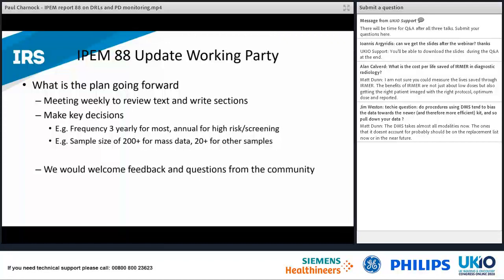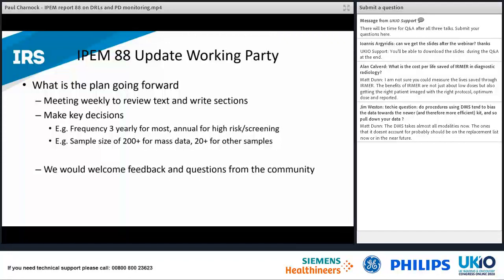We've also made a decision recently on sample size. So where we get data from a dose management system or a radiology information system, we're going to recommend that a sample size of 200 plus is appropriate to establish a local diagnostic reference level. But in the situations where you've only got lower amounts of data, a small private hospital, infrequent exams, then there may be a case for cutting that to 20 plus for those samples.